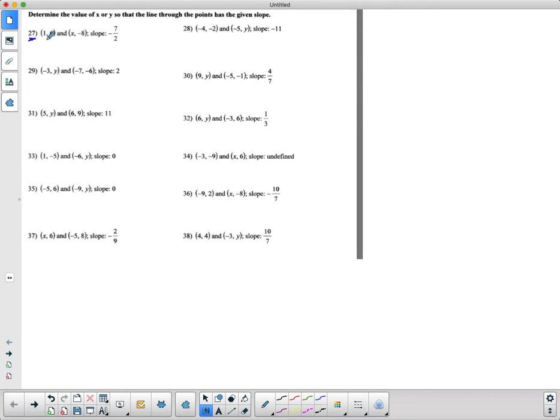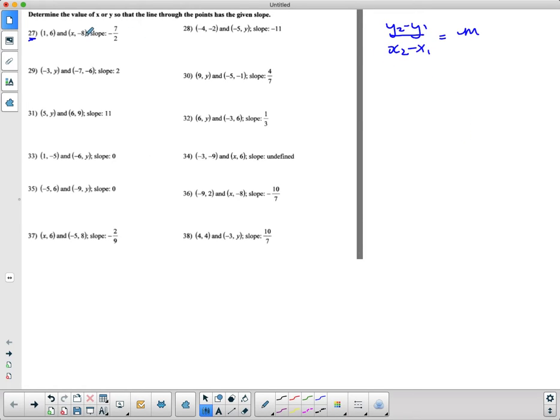Okay, so this gives us 2 points and the slope, and it wants us to find the missing coordinate. So let's just try here, plugging into the slope formula. You know the slope formula says y2 minus y1 over x2 minus x1, and that has to equal the slope. Now I wrote it this way because we're given the slope here, and we're trying to find something on the other side. So that's just why I wrote it backwards.